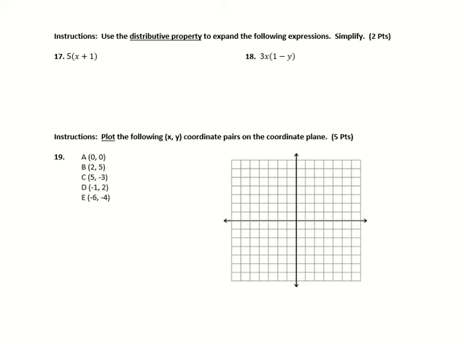Instructions. Plot the following xy coordinate pairs on the coordinate plane. Number 19. Point A is the point 0, 0. B is the point 2, 5. C is the point 5, negative 3. D is the point negative 1, 2. E is the point negative 6, negative 4.